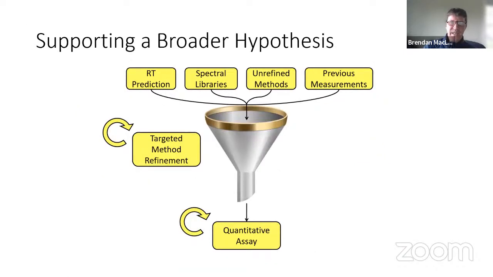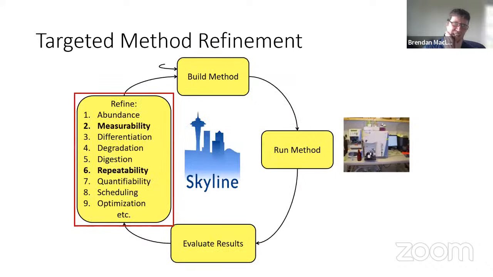This is, again, this concept of taking a very wide starting point with RT prediction, which could be spectral library prediction or a big spectral library like what we have. Unrefined methods, we might have some previous measurement information, but we put it into this idea of method refinement. And then we feel that if we do that, we can have a better quantitative assay for fewer things than what we started with. So this again is that loop. And in this case, we're applying refinement of measurability and repeatability.